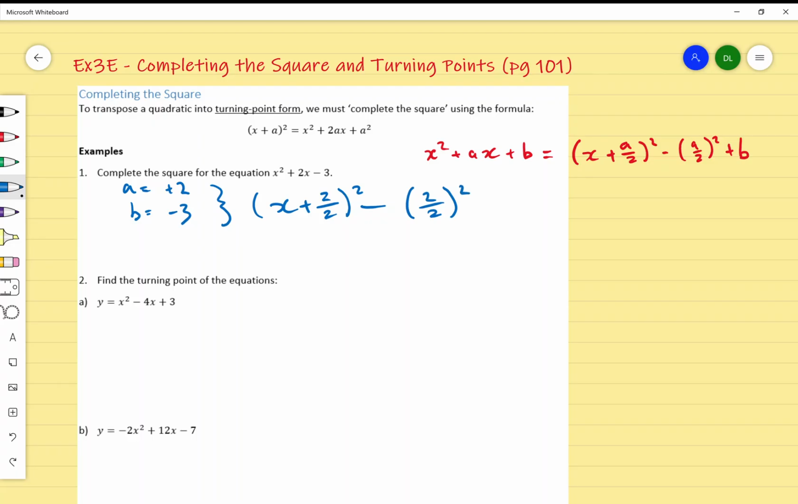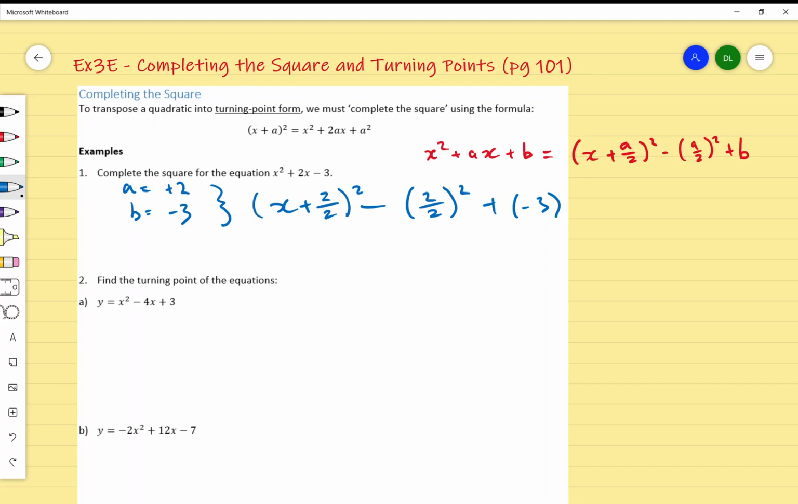Are we okay with what I'm doing right now? Yeah? Absolutely. So I've got x plus a over 2, so instead of writing a, I write 2. So I've got x plus 2 over 2, and then all squared. And then in the formula, I've got take away a over 2, all squared of that, and then plus b. What's my b value here? Negative 3, so I'm going to write plus negative 3.